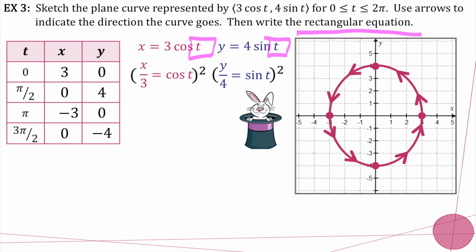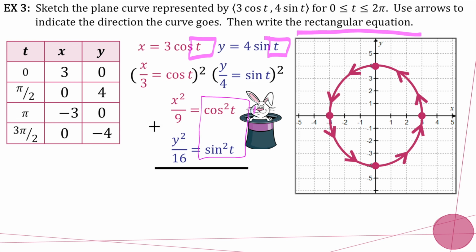Do you remember doing this? If we take the x component squared and the y component squared and add them together, we know that cosine squared plus sine squared equals 1. Therefore, we know that x squared over 9 plus y squared over 16 also equals 1. And there we have the equation of our ellipse.